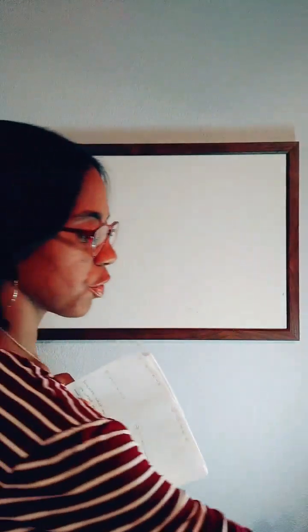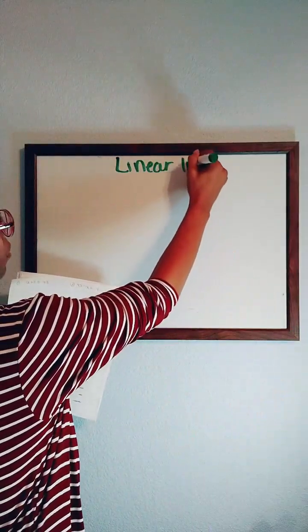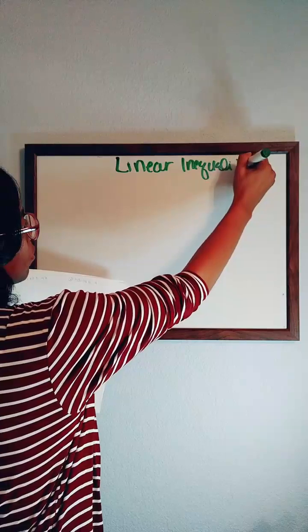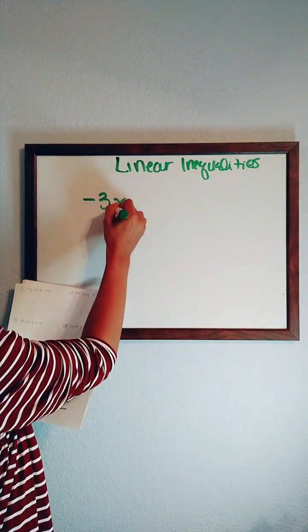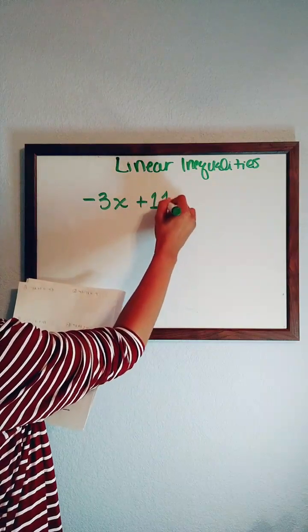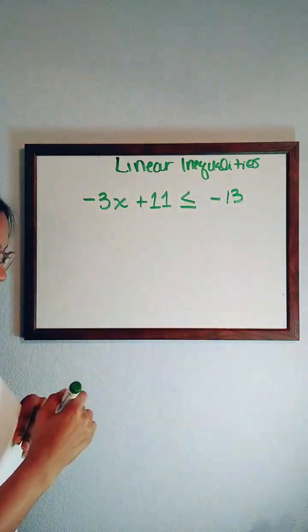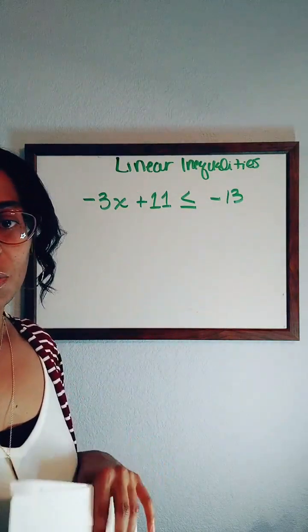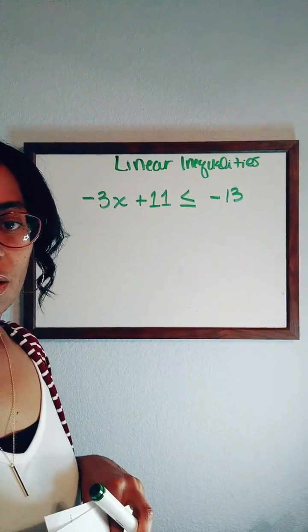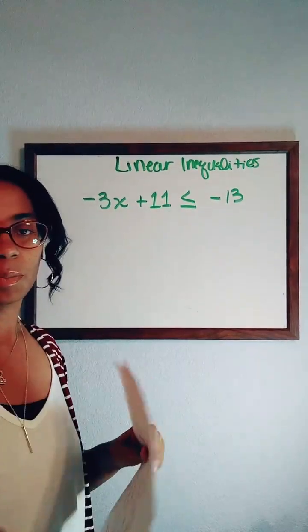All right, so we're going to jump into linear inequalities. Just to make sure you remember, what do we do with the sign when we divide by a negative? Everybody remember? We have negative 3x plus 11 is less than or equal to negative 13. Remember, our goal in algebra is to get x by itself. Yep, flip the symbol. Very good. If you divide by a negative, you got to flip that thing. Flip it, flip it. Perfect. Very good.